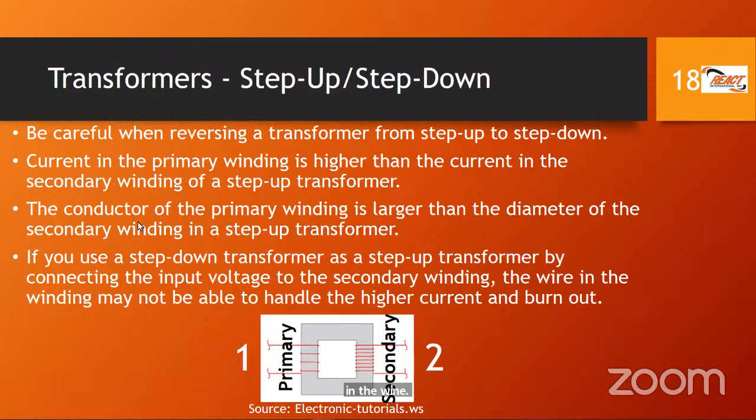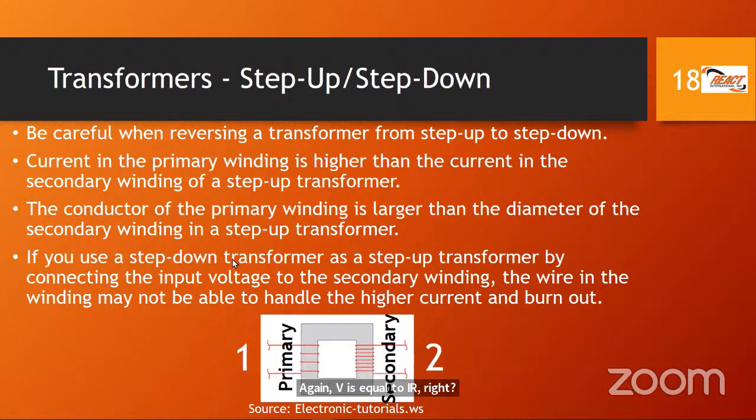And of course, the conductor of the primary winding is larger. Why is that? Because we need a larger current than the diameter of the secondary winding in a step-up transformer, right? So step-up transformer here, for the primary, the winding is going to be thicker. The wire is going to be thicker compared to the secondary. It's going to be thinner. Because why? Because a larger current will flow here. And because it's a larger current, we need a thicker wire for the current to flow. The voltage will be low on this side, but the voltage will be higher on the other side, but the current will be less. Again, V is equal to IR, right?